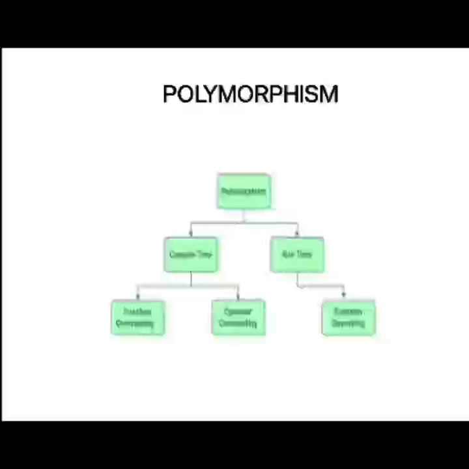And again we can divide polymorphism into two types: compile time and runtime. Compile time is further divided into two parts, function overloading and operator overloading. In runtime, we can divide it into function overriding and virtual function.